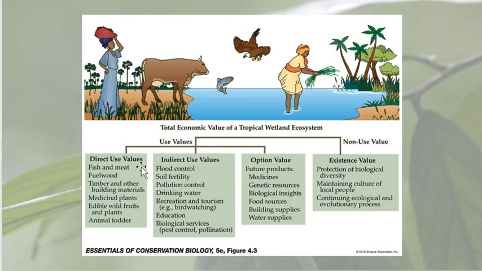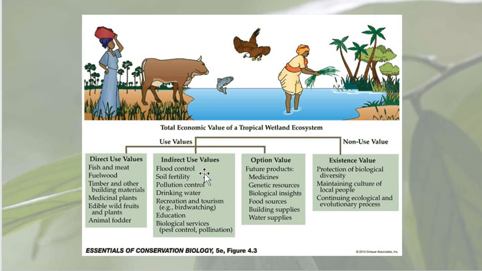So some of the direct use values: fish and meat, fuel wood, timber and other building materials, medicinal plants, edible wild fruits and plants, animal fodder. So all of these things you can get, okay, from tropical wetlands. So you can imagine Nariva Swamp would provide all of these things. The South Oropouche, to a lesser extent, provides many of these things as well. Indirect use values: flood controls.